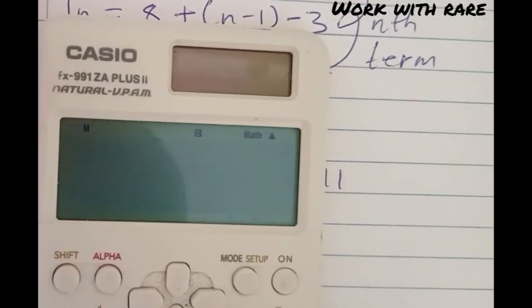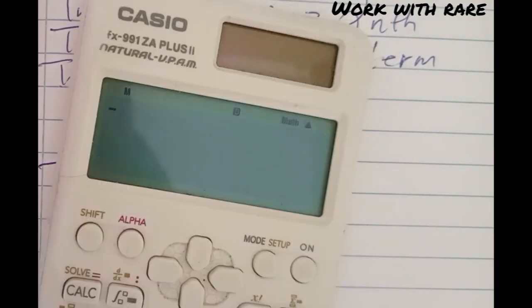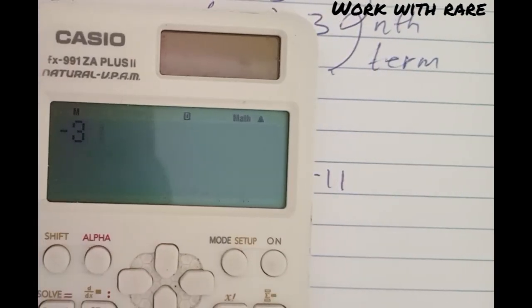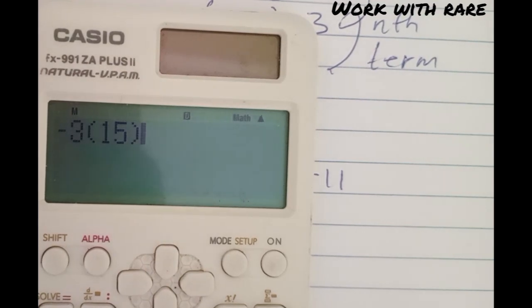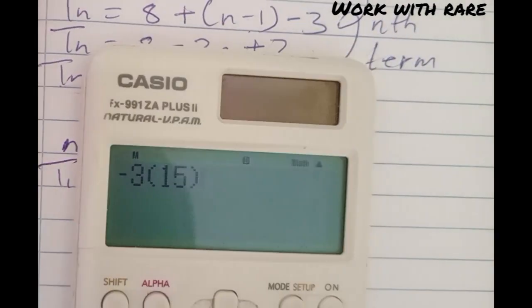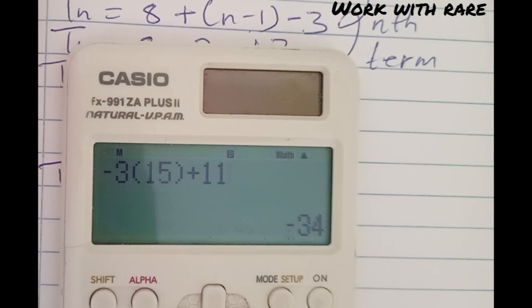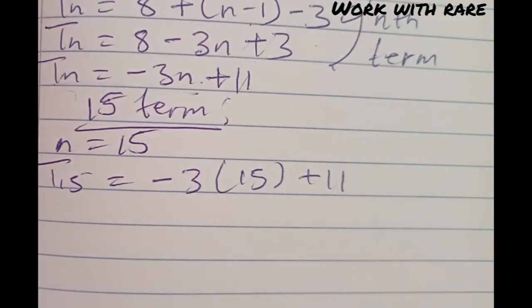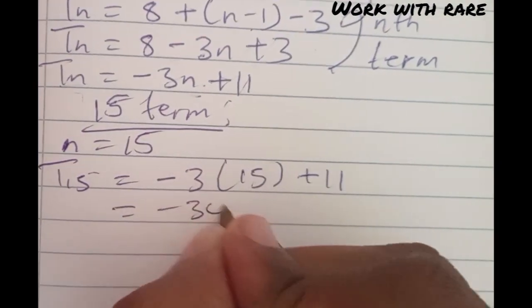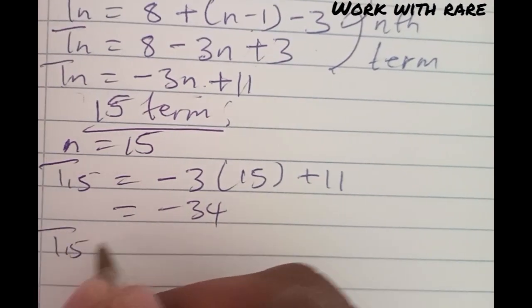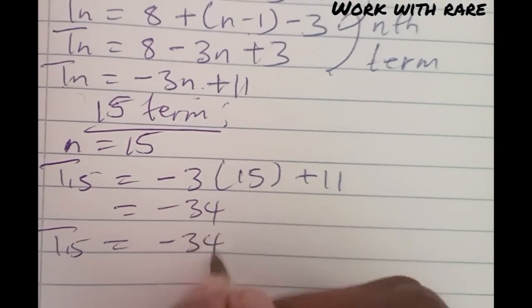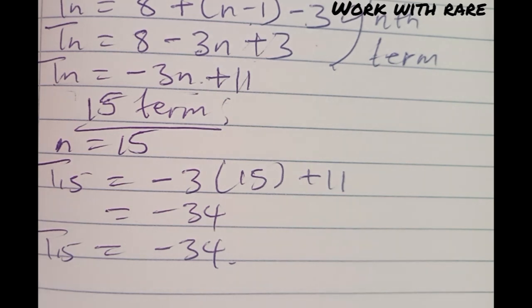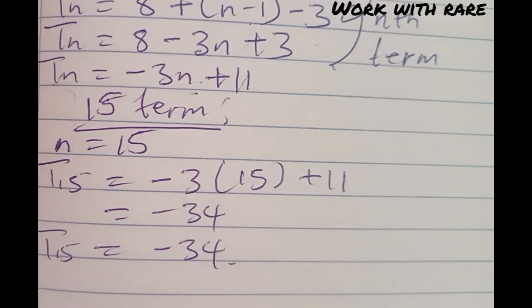Okay, so you'll press -3, open bracket, 15, plus 11 is -34, which means our value is -34, which means term number 15 of that sequence is -34. You see. So yeah guys, it is not that difficult. You just need to practice and be aware of your calculation when you substitute, you know.